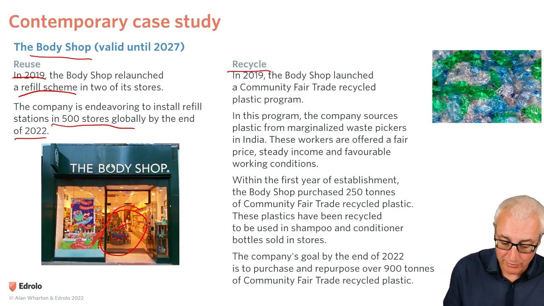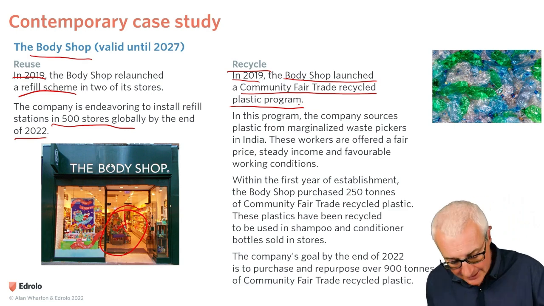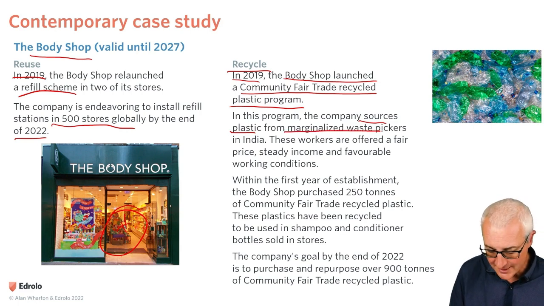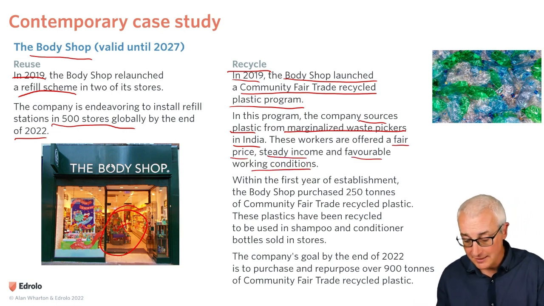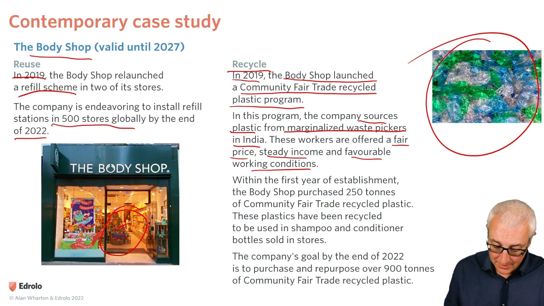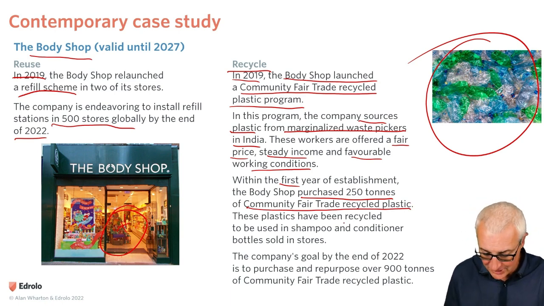Secondly, there's also a recycling program, which is amazing. So in 2019, the Body Shop launched a community fair trade recycled plastic program. So I'll go through the details here. What they do is they source plastic from marginalized waste pickers in India. These workers are offered a fair price, steady income, and favorable working conditions. So the job is to go out into these areas and source as much waste plastic as they possibly can. When they bring it in, and the first year they purchase 250 tons of community fair trade recycled plastic. That plastic then got recycled to be used as shampoo and conditioner bottles sold in the stores.